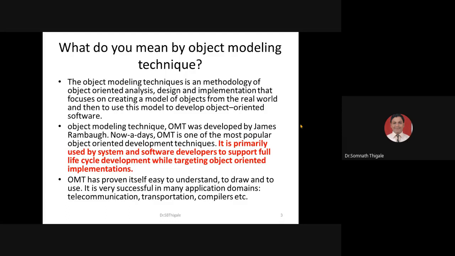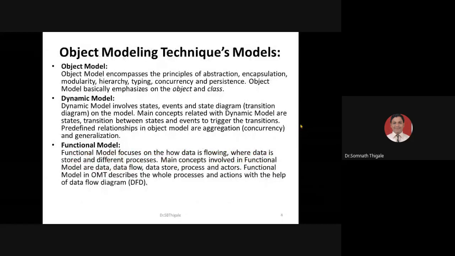I hope this part is clear to one and all. Moving to the next point: what are the different models? If at this moment I want to implement OMT techniques in my project, what I am going to do is simply draw three models for my project or for my software development life cycle.